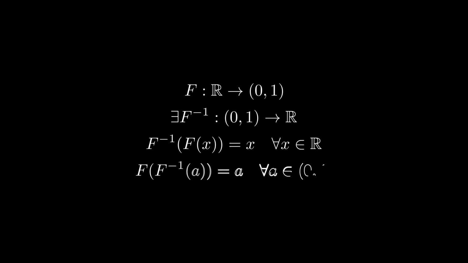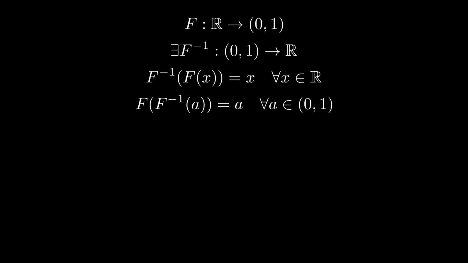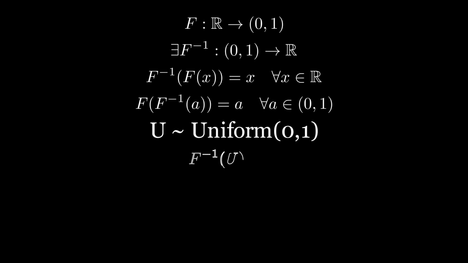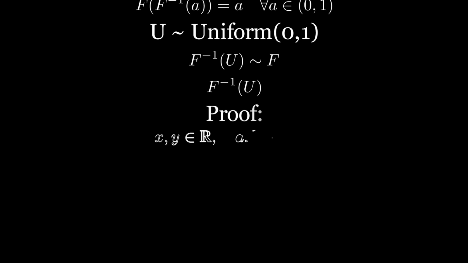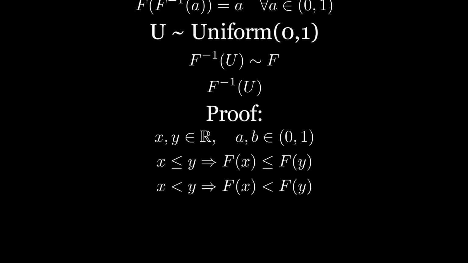Let F be an invertible CDF, so any real number maps to the open interval 0 to 1. We say a mapping is invertible if there exists a bijective, 1-to-1 path. If big U follows uniform 0 to 1, then F inverse of big U follows F, that is, F inverse of U has CDF F. Proof: let x, y be real numbers and a, b belong to the open interval 0 to 1.